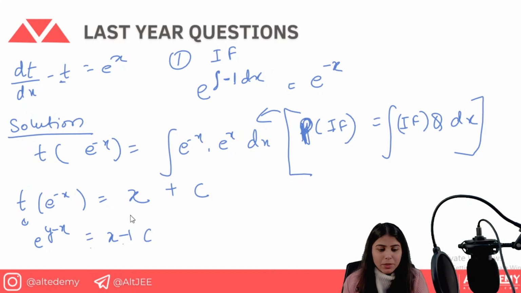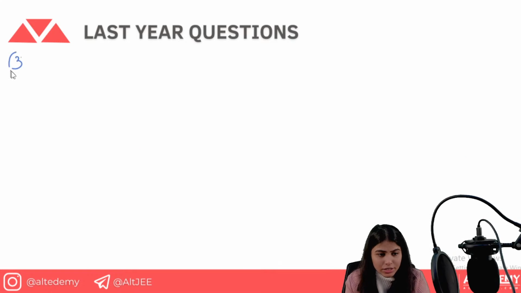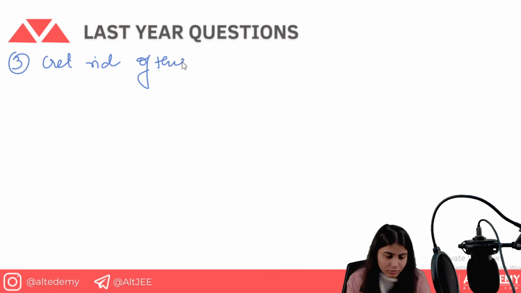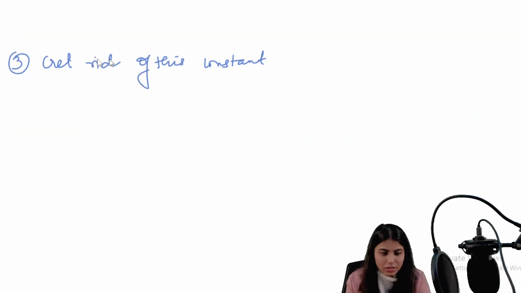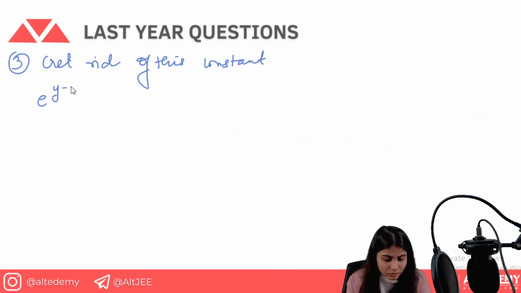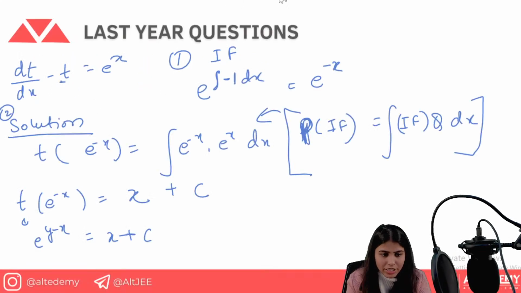In a differential equation, you need to get rid of this constant. You found the integrating factor, and you found the solution by taking it in the form. Now the third step is to get rid of this constant. So you have e to the power y minus x is equal to x plus c.